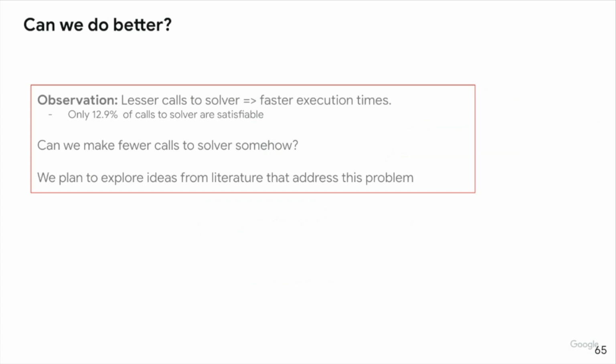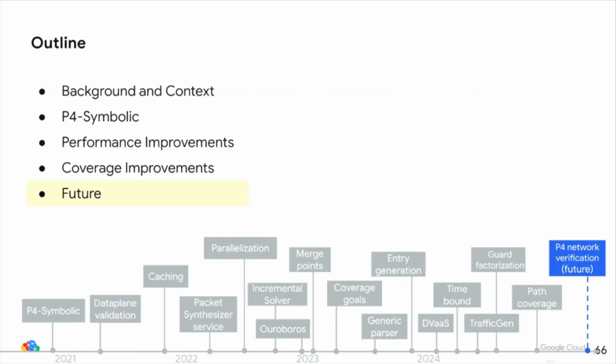The observation is that every time you generate a packet, you have a bunch of calls to a Z3 solver, and if you can reduce those, then it can lead to faster execution times. And we plan to explore ideas from the literature that address this problem, and hopefully it will improve our coverage goals as well. The future, Ali is going to talk about.